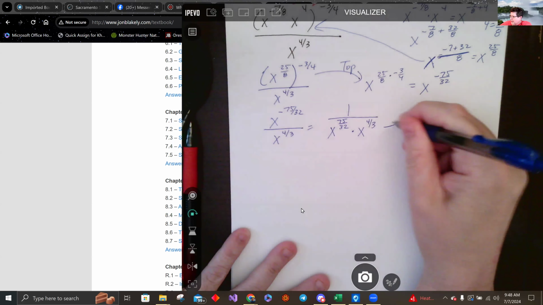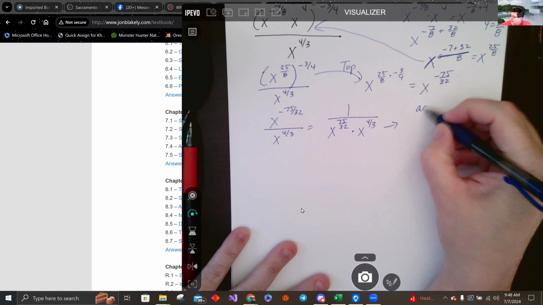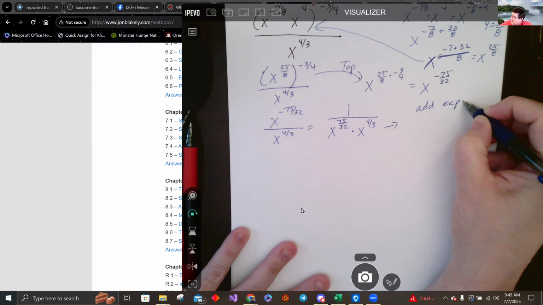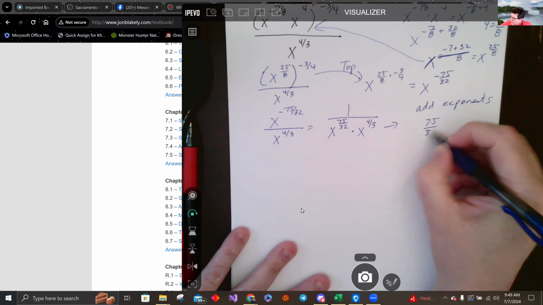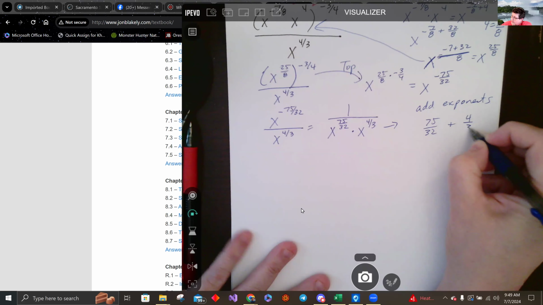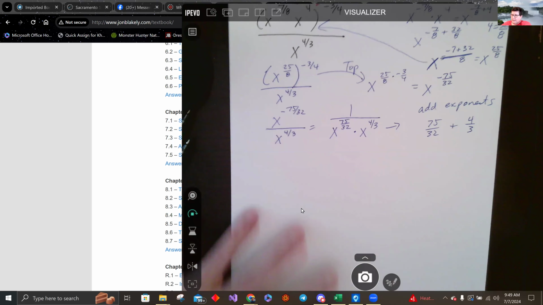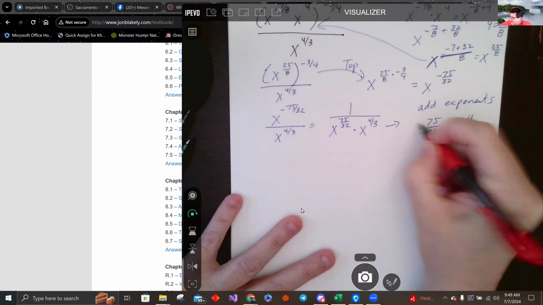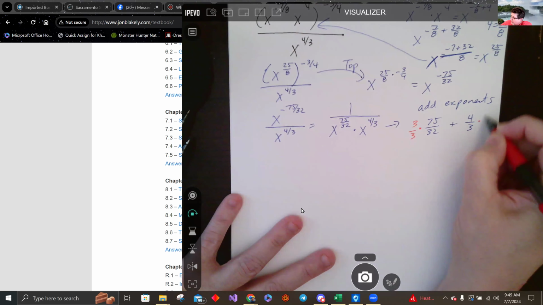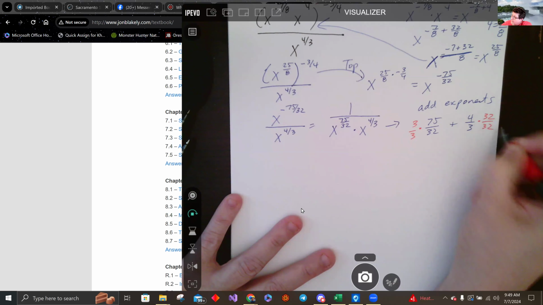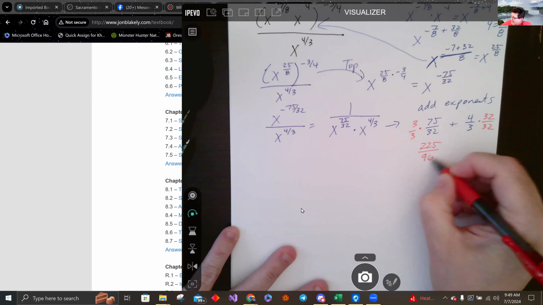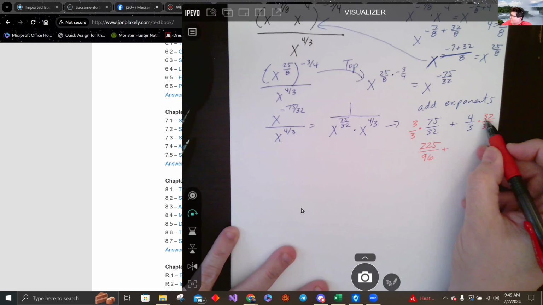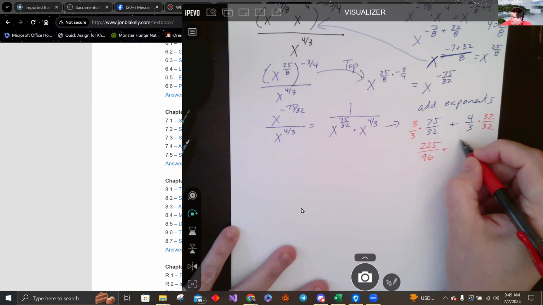And now this bottom, we need to add the exponents. So we need to do 75 over 32 plus 4/3. So again, I'm going to take the other denominator and multiply by it. 3 times 75 is 225, and this is 96. I've got 128 there over 96.